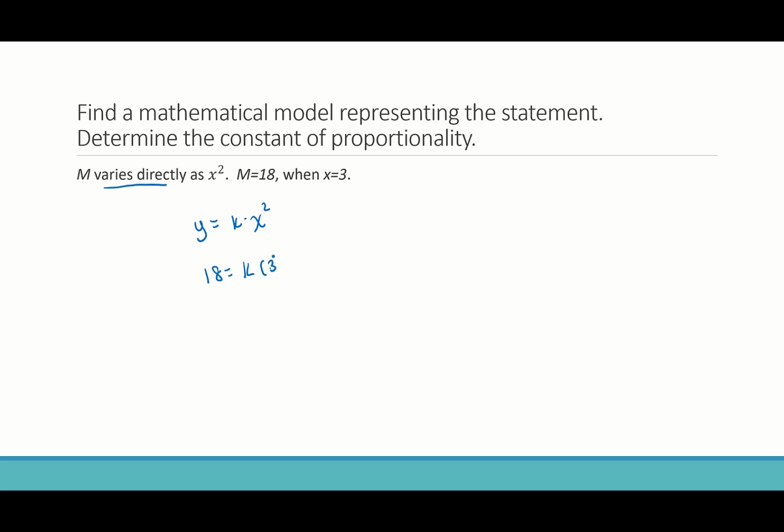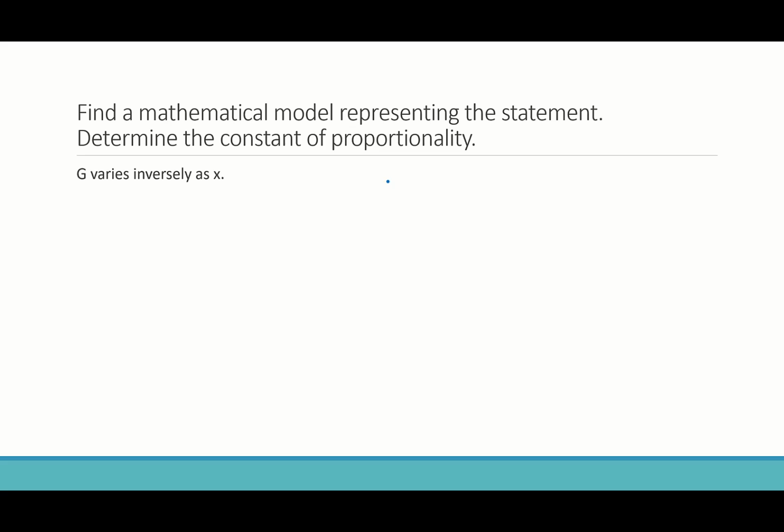I'm going to plug in 3 for x. And now we want to get k by itself. So I would say 18 equals k times 9. Divide both sides by 9. And we figure out that our constant of proportionality is 2. Awesome. But we still have to write the model. So we're going to say m equals 2x squared. And that would be our final answer for this first example.